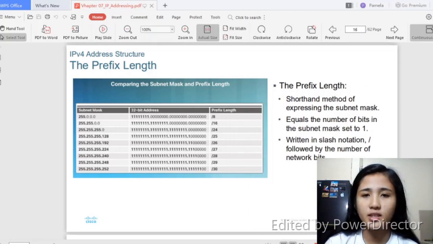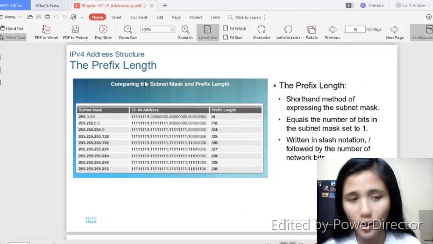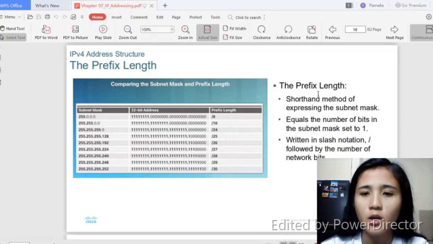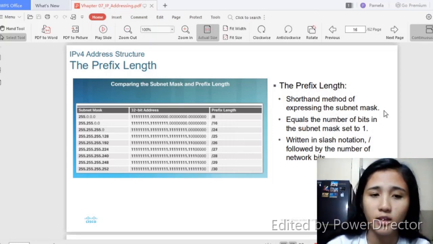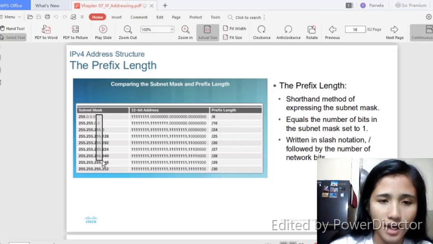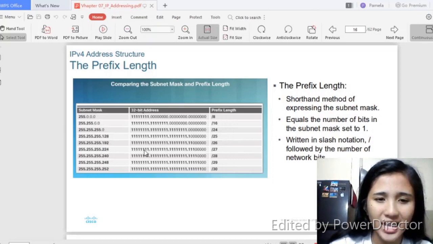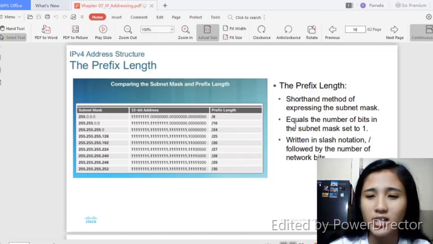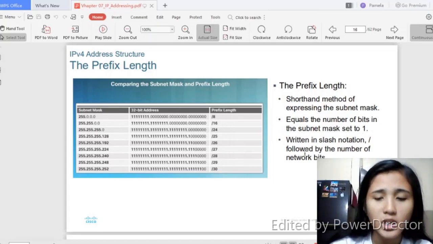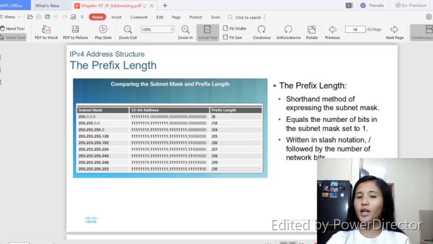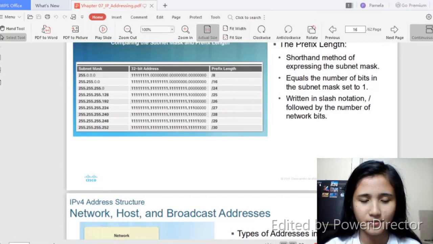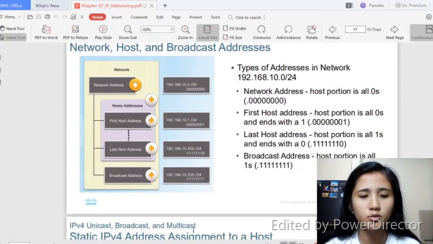Then the prefix length. The prefix length is the shorthand method of expressing the subnet mask. So this is the subnet mask, then the 32-bit address, then lastly the prefix length. So it equals the number of bits in the subnet mask set to 1. Then it is written in slash notation followed by the number of network bits.